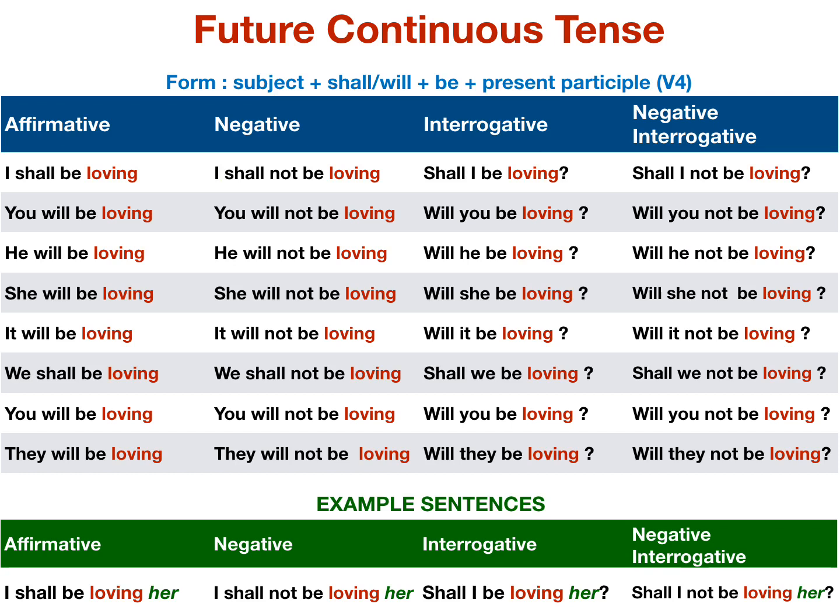Example sentences. I shall be loving her. I shall not be loving her. Shall I be loving her? Shall I not be loving her?